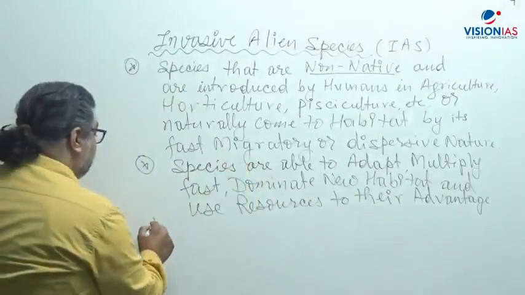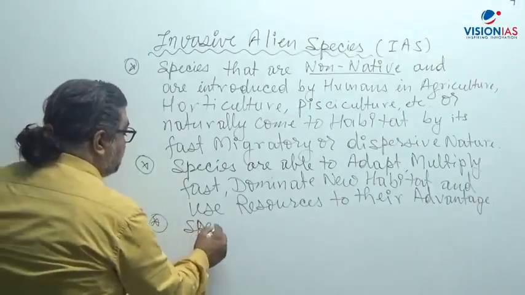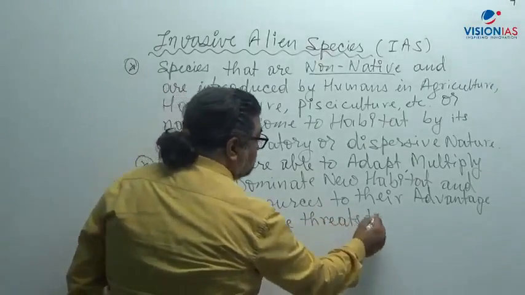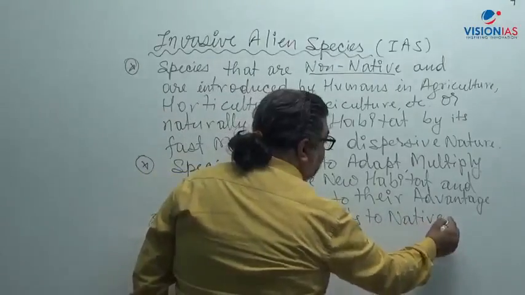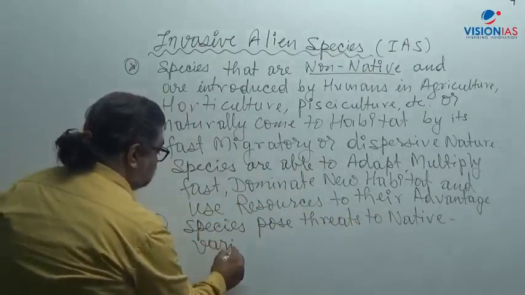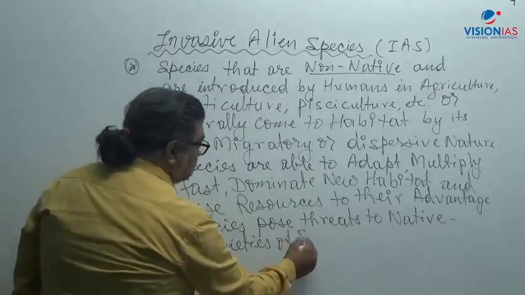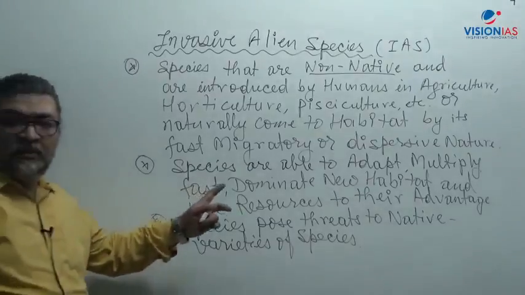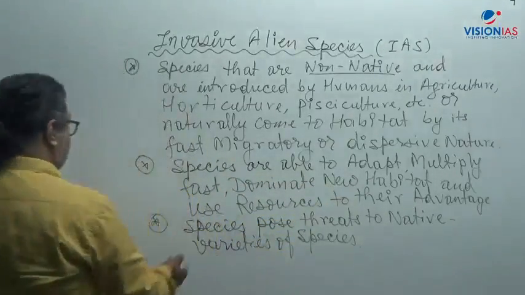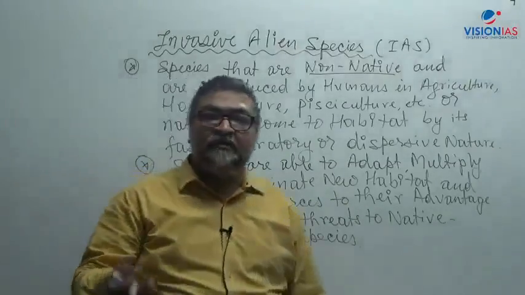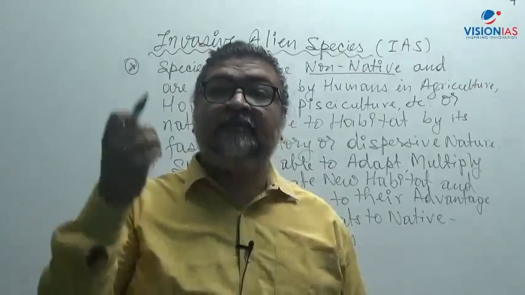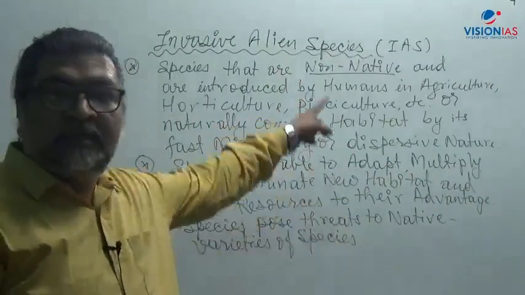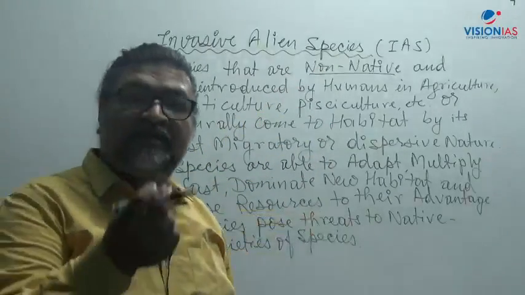So what happens here? These species pose threats to native species, native varieties of species there. It can be plants as well as animals. It can be any kind of species, plants, animals, mammal, bird, amphibian, reptile, which has acquired these properties. They are called invasive alien species.